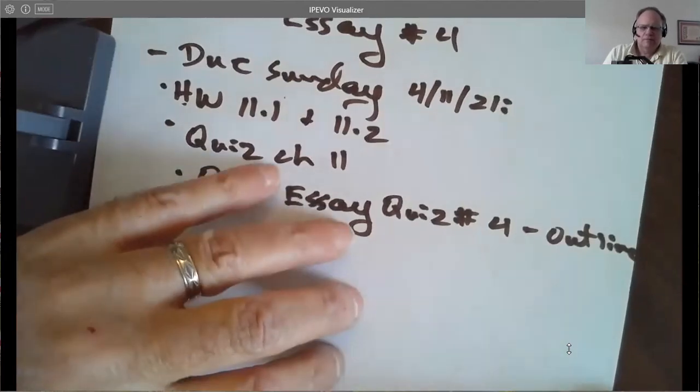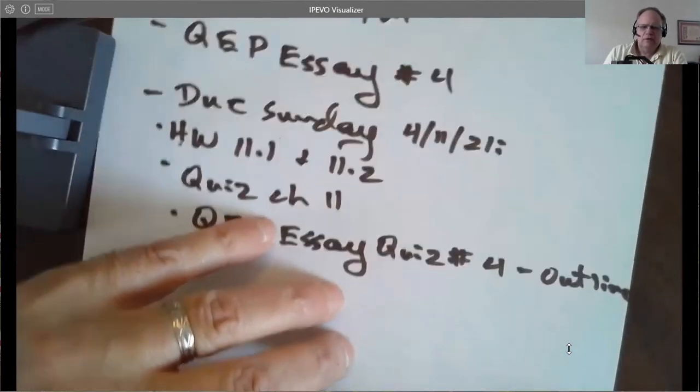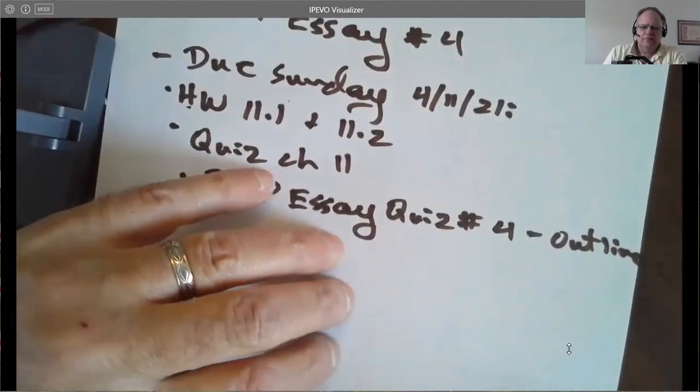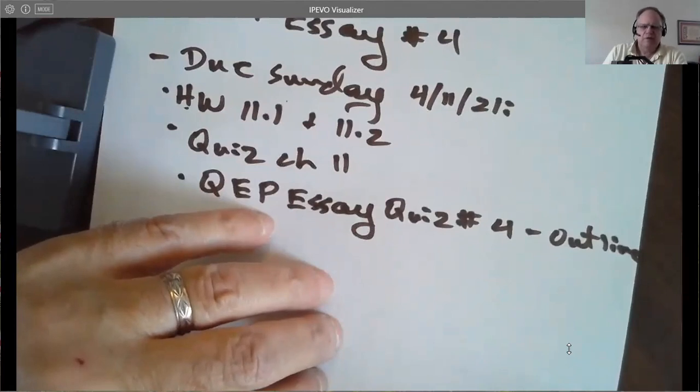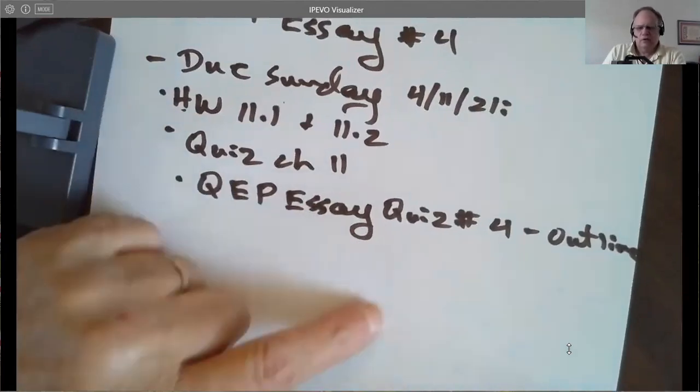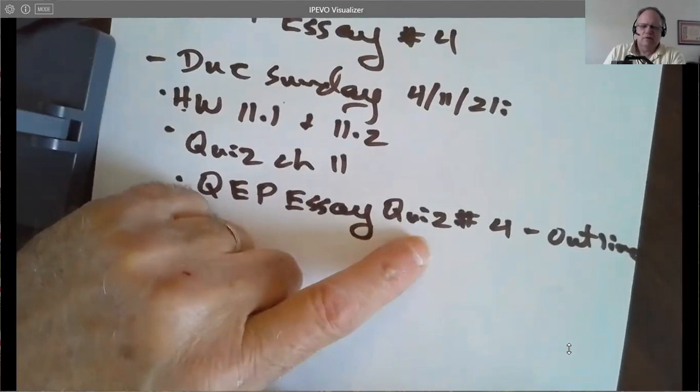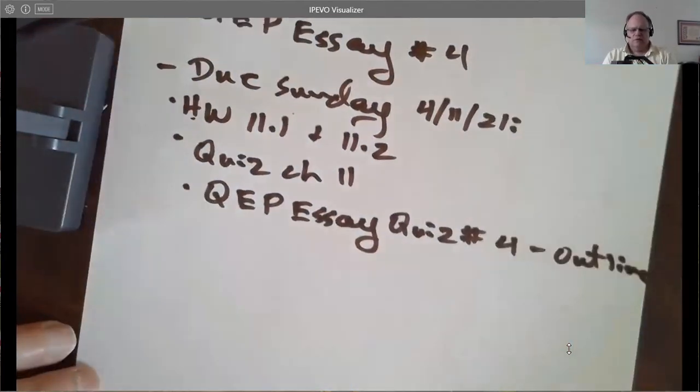So we're going to go over the QEP essay number 4, and that's due Sunday. Quiz number 4 is the outline. That is also due on Sunday.